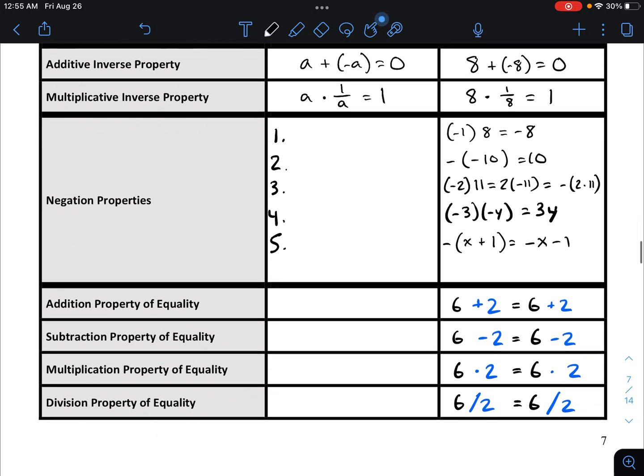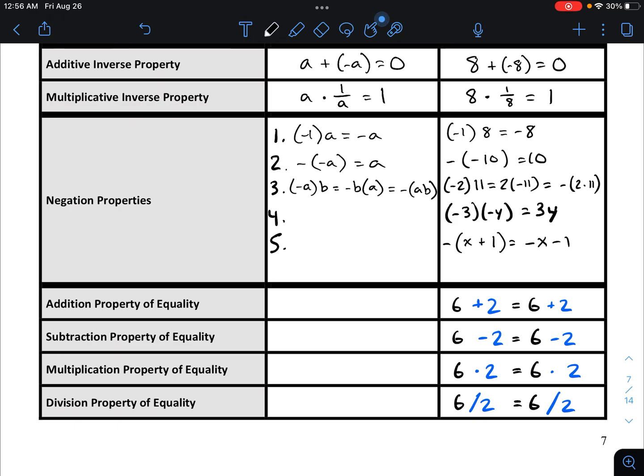All right. We have a lot of negation properties. This first one is just saying, hey, if I multiply a number by -1, I get the opposite of that number. The second one is if I have the opposite of a negative, I get a positive. The next one is saying, hey, it doesn't actually matter if I have a negative times a positive, or that positive times a negative. It's still going to be the same either way. So it doesn't matter where you put that negative symbol. As long as there's a negative in there, the answer is going to be negative.